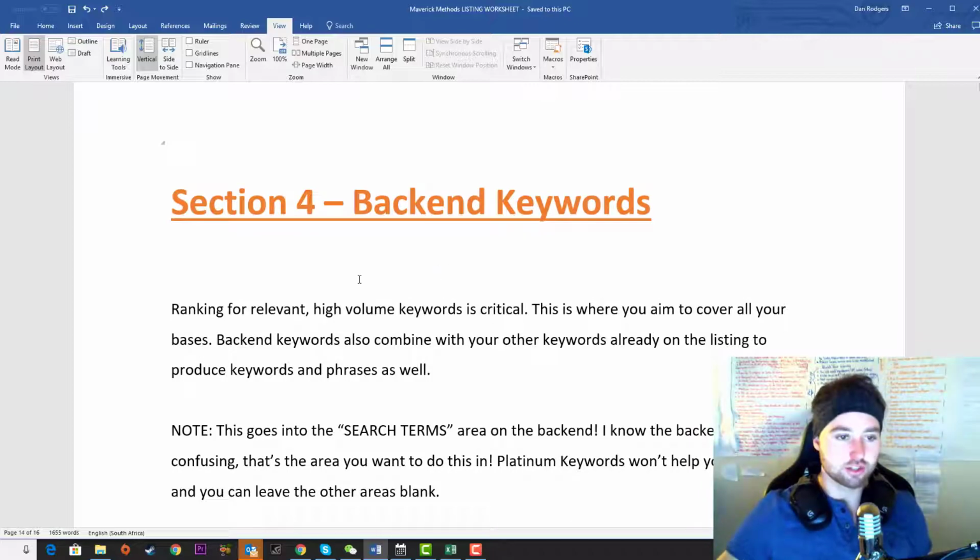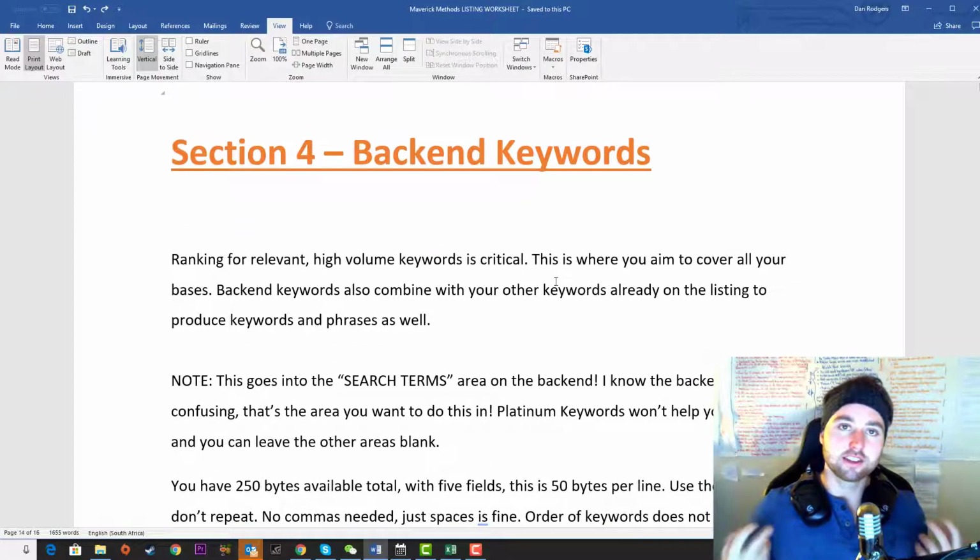This is the last section we'll touch on. But ranking for high volume keywords is critical, and sometimes we cannot get those keywords onto the listing. So let's say you've used all of your very, very good keywords so far, but you still have some that you haven't managed to include, or you have misspellings which you don't want to put on the listing.